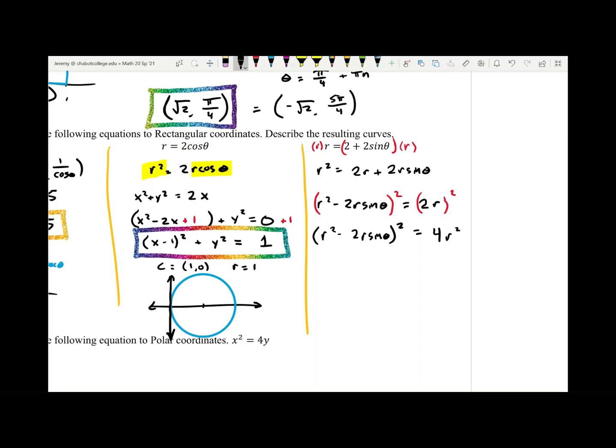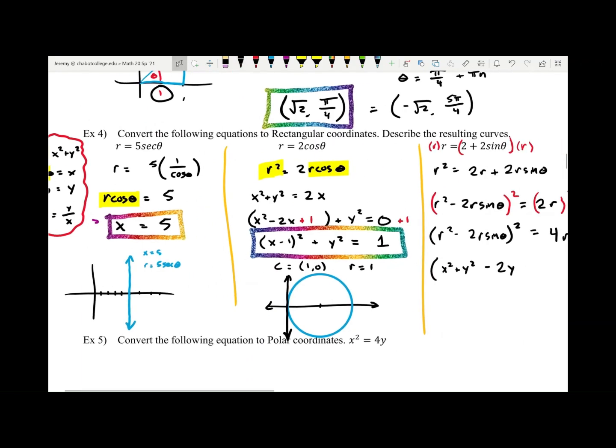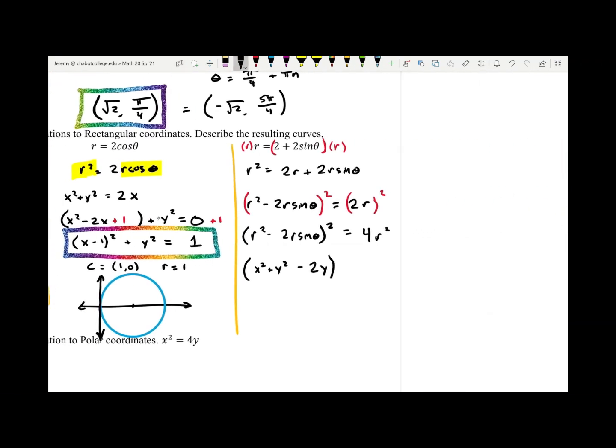So it's kind of a mess. It's going to be even more of a mess once I substitute in terms of x and y. But I can do that now because, all right, this first r squared, that's just x squared plus y squared. And then minus 2r sine theta, I can replace r sine theta with y. Did I do that right? Yeah. And this whole thing is squared, and this is equal to 4 times x squared plus y squared.